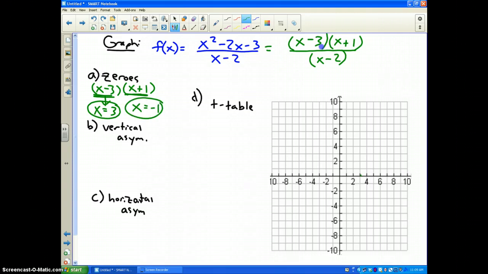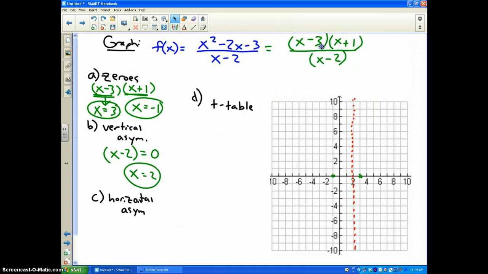So we all know what zeros are from our quadratic equation days. 3 is one of the zeros, and negative 1, that green dot. The graph has to go through those two green dots. The vertical asymptote is where the denominator is equal to 0. Okay, good. Well, if I solve that equation, x equals 2. That's my vertical asymptote at 2. So I'm going to put a vertical dotted line at 2.